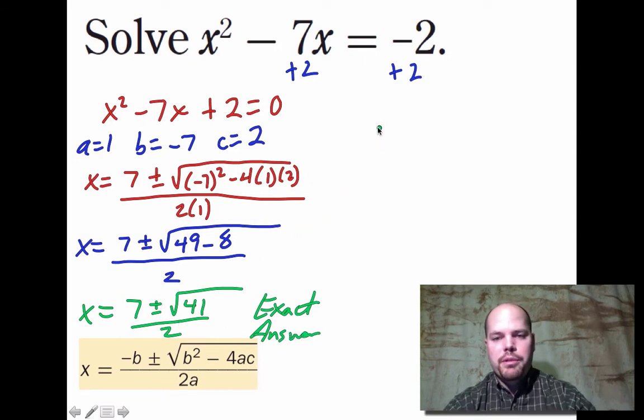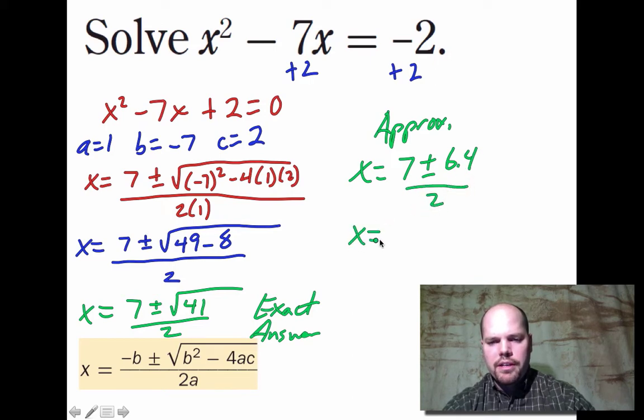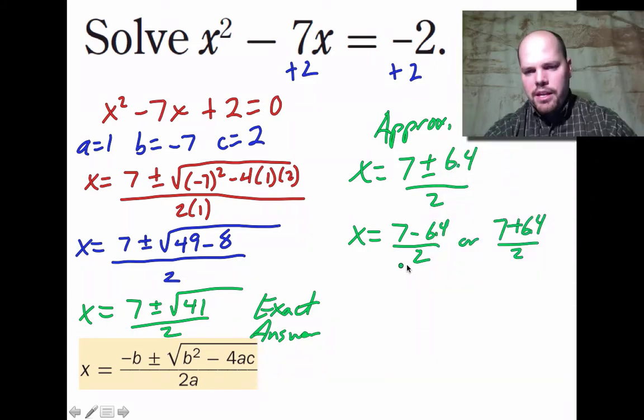And if I want an approximation, then I'm going to get x equals 7 plus or minus the square root of 41, which is about 6.4, divided by 2. So then I have x equals 7 minus 6.4 over 2, or 7 plus 6.4 over 2. And if I do that, I'm going to end up with about 0.3, and the other one is about 6.7.